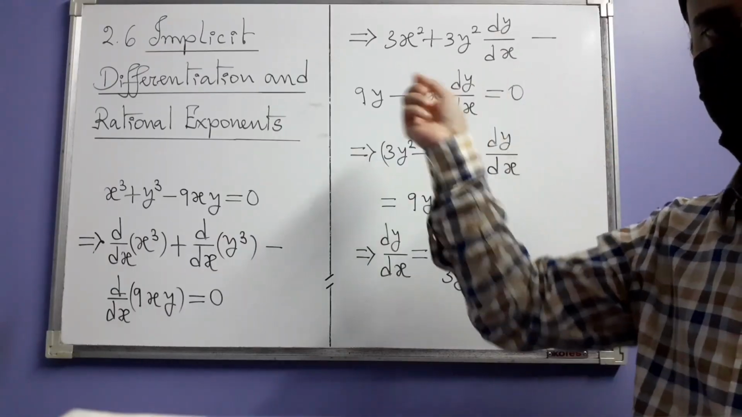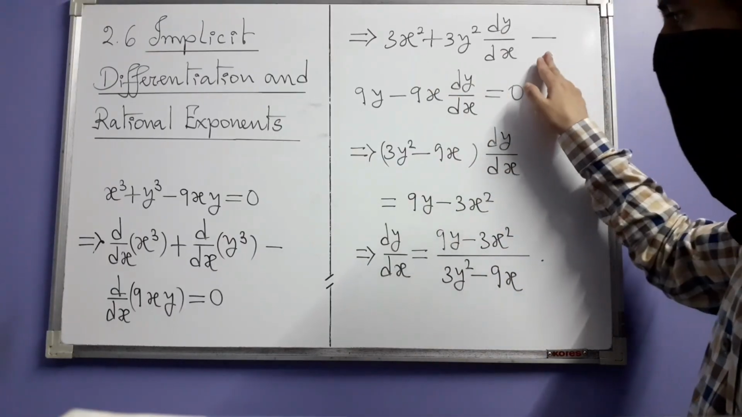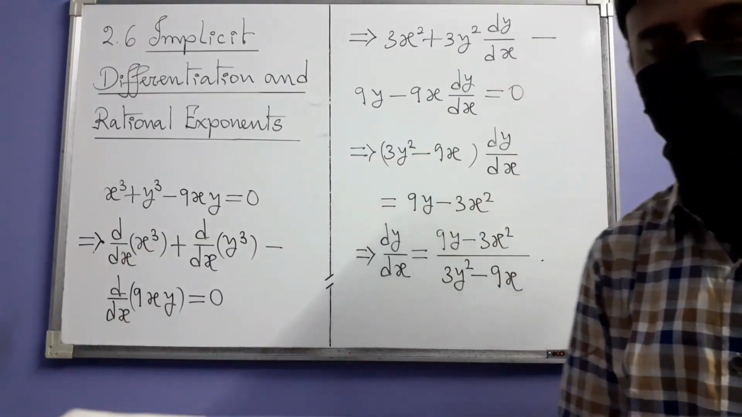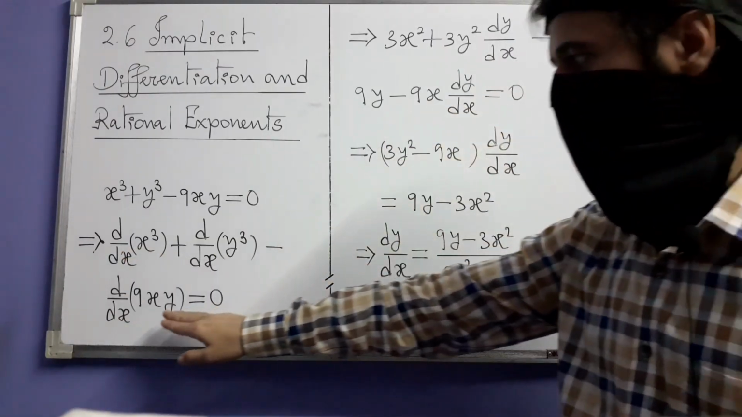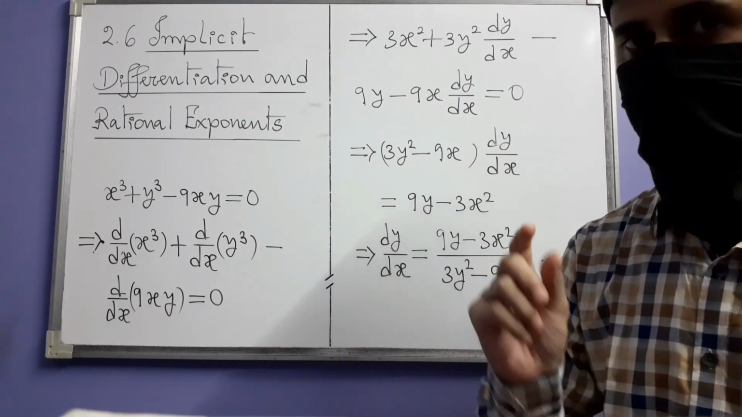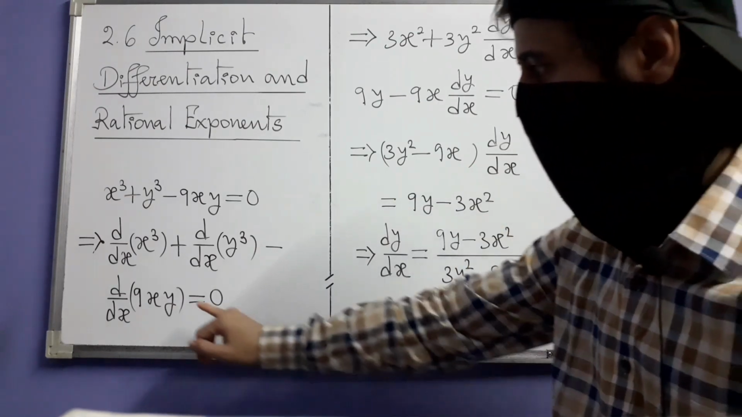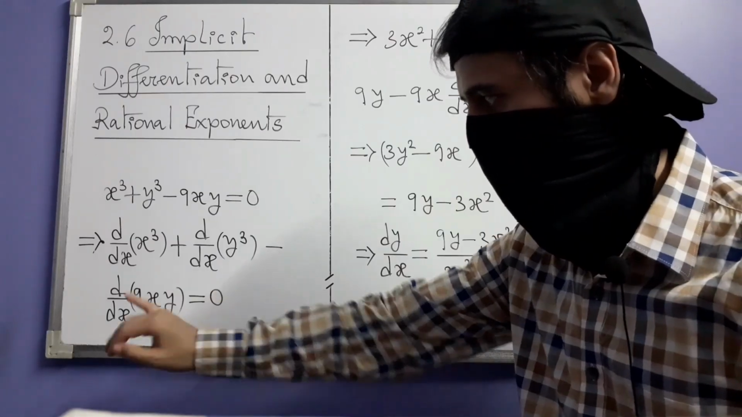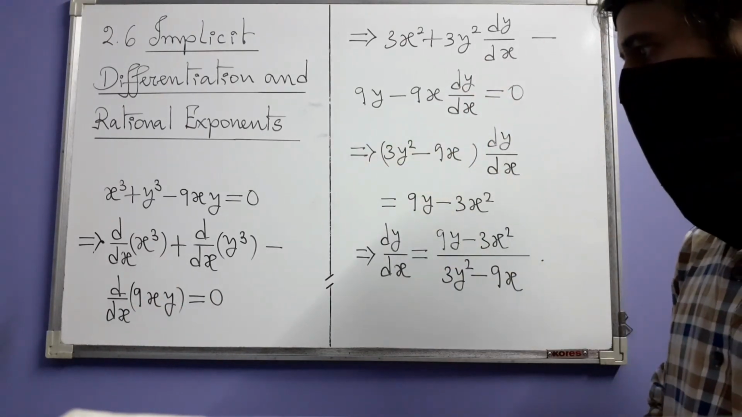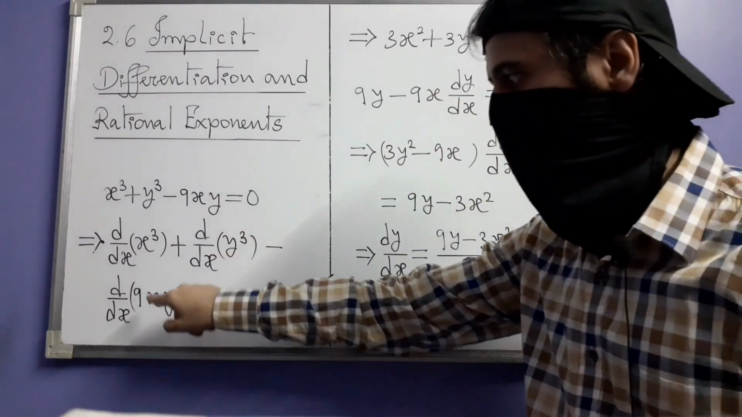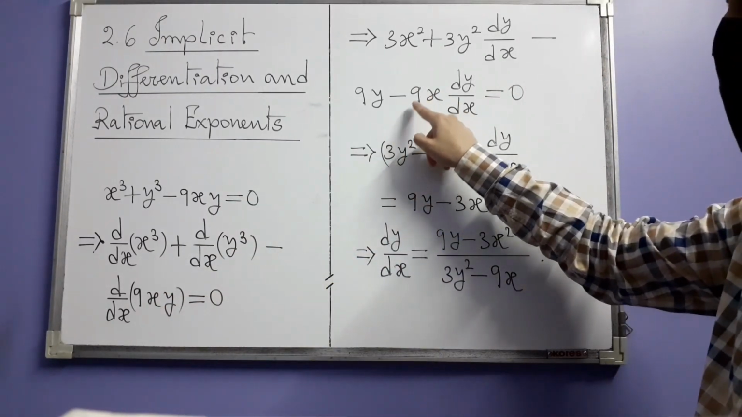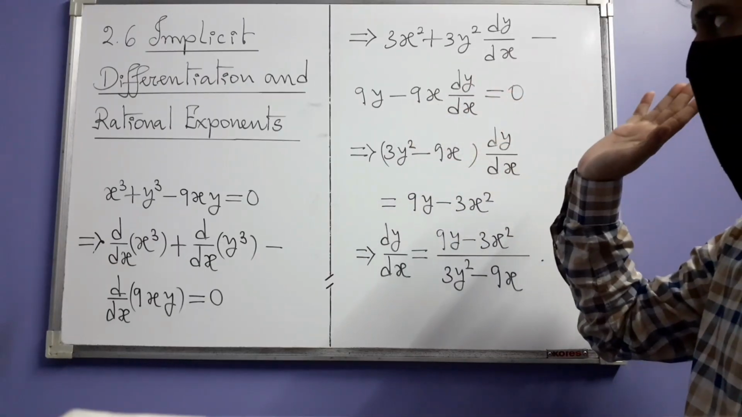and then you multiply by the derivative of the inner function, dy/dx. Minus, by the constant multiple rule, 9 comes outside, and then you have to use the product rule to differentiate xy, again keeping in mind that y is a function of x. If you keep y intact and differentiate x, then you get minus 9y, and then you keep x intact and differentiate y. So that way you get minus 9x times dy/dx.